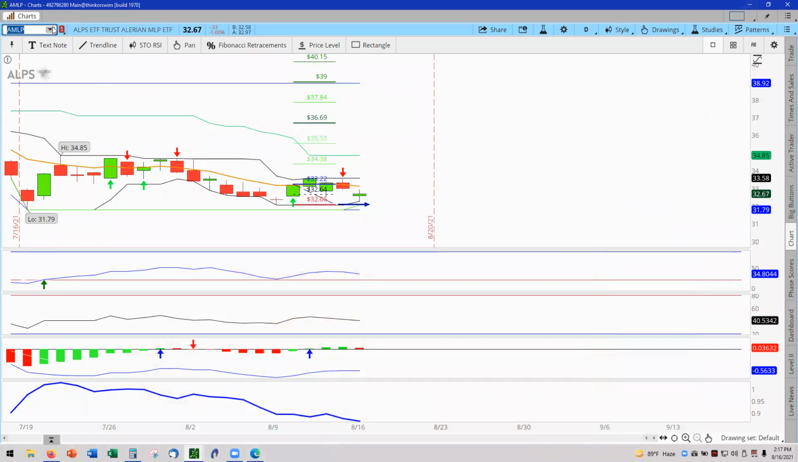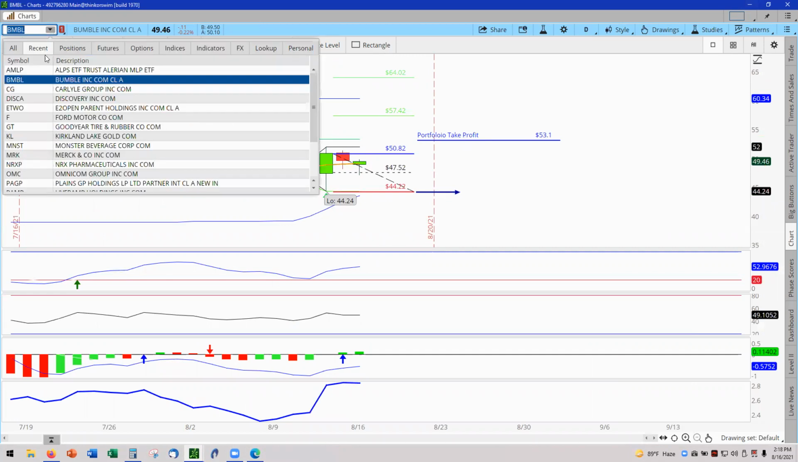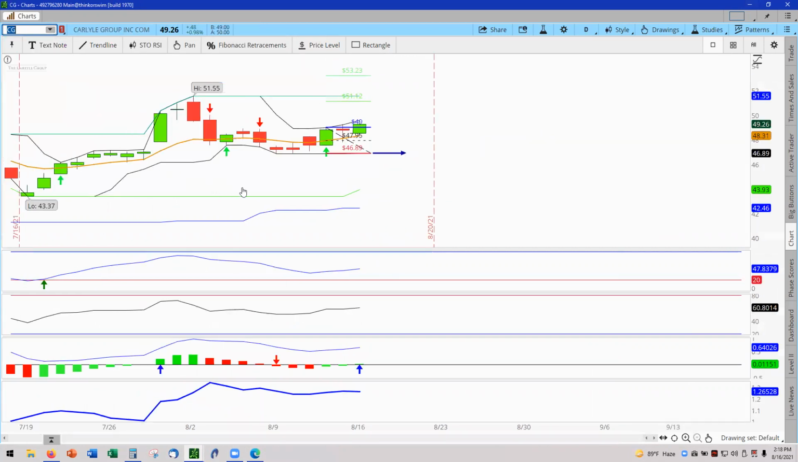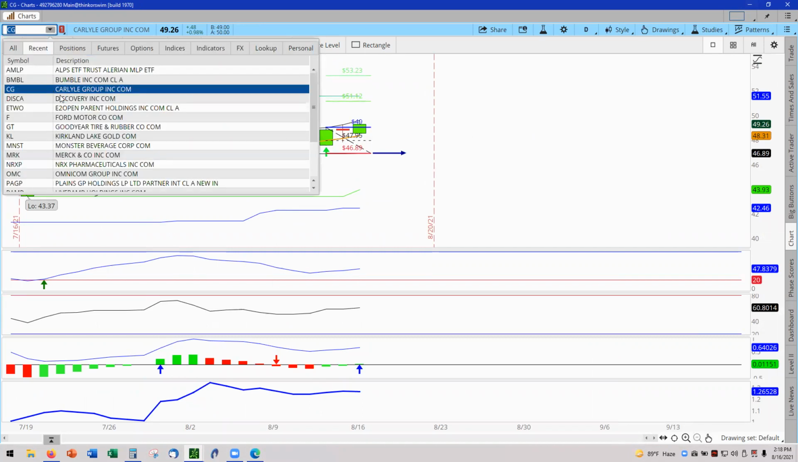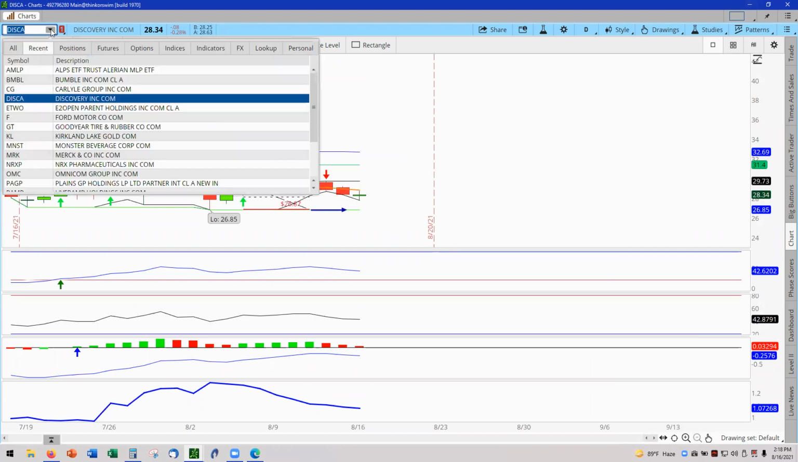Starting off here, we have APL, Ample, and it is still in the game. Alrighty. Going on now, next in line is Bumble, and they are still in the game. Alright. Going on now to CG, Carlisle, and they are in the trade. And Discovery. And Discovery is still in the trade.